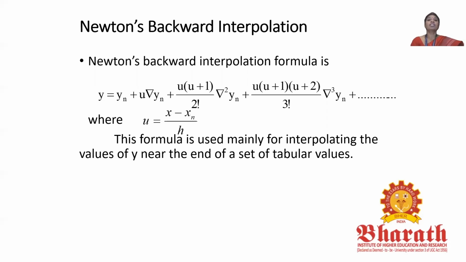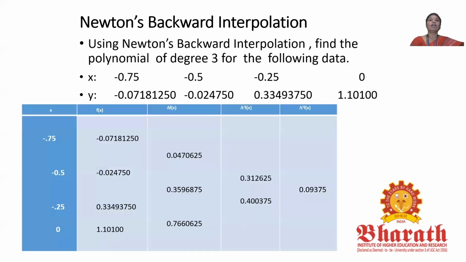This formula is used mainly for interpolating the values of y near the end of a set of tabular values. In forward interpolation, the values will be at the beginning of the tabular values, whereas the backward interpolation, we are mainly using it for finding the values of y near the end of a set of tabular values. So we are going to use Newton's backward interpolation formula. Based on that, we are going to discuss a problem.